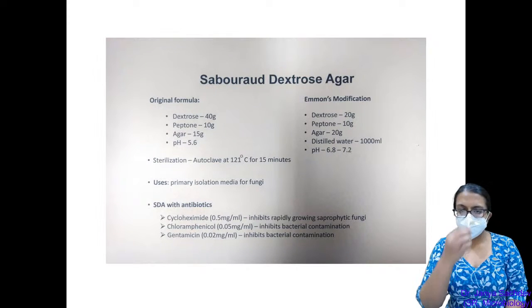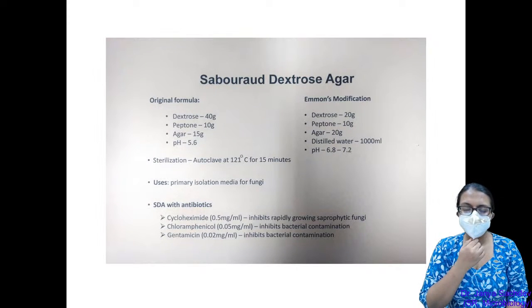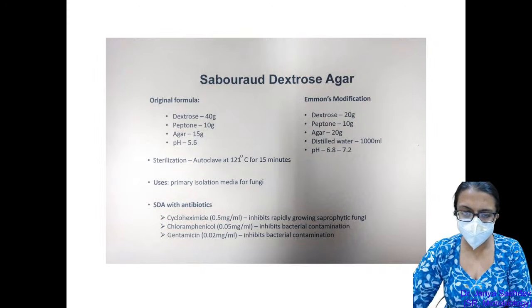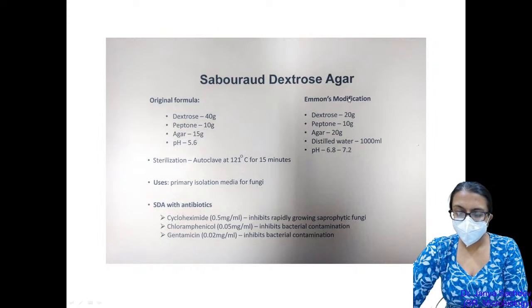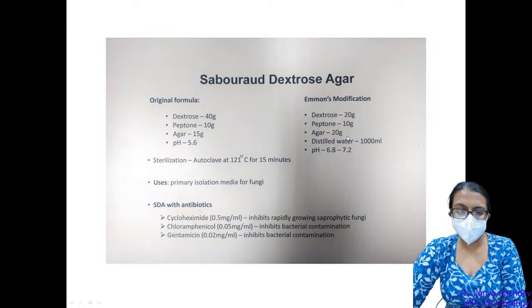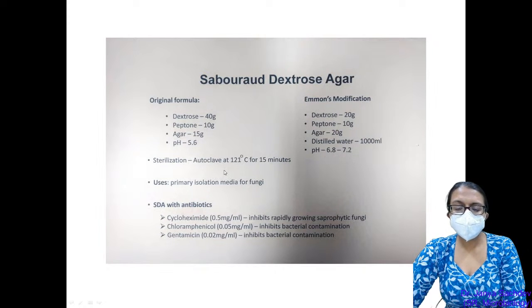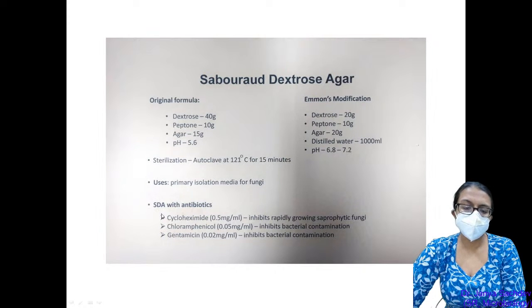So a little bit more about Sabouraud dextrose agar, which is the most common medium used in mycological culture. We use what's called the AIIMS modification of Sabouraud dextrose agar, which uses less dextrose and a little more agar, and the pH is also higher. We sterilize it by autoclaving at 121 degrees for 15 minutes, and it's the primary isolation media used for fungi.